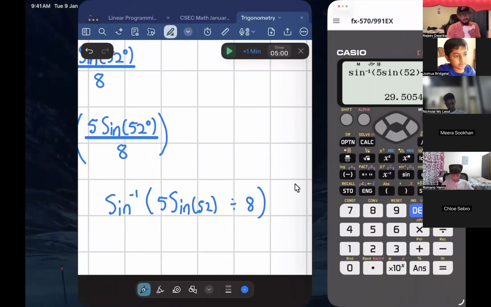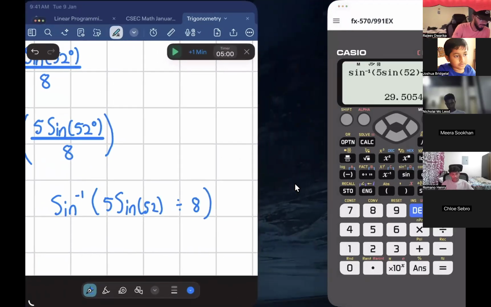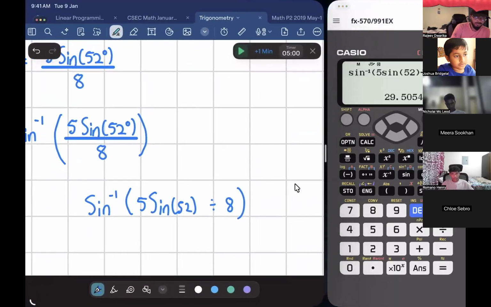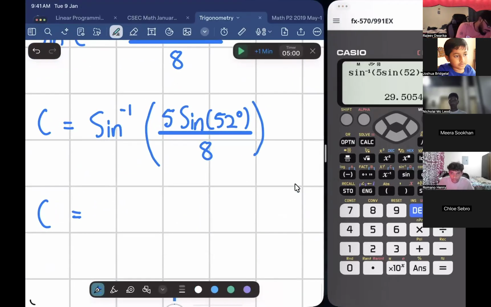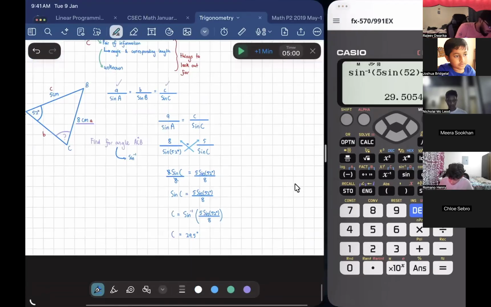Chloe, is that what you plugged into your calculator? Was it you that got the 29.5? Yes, sir. I get 29.5 too. Who got a different answer? Me. Maybe I don't have my calculator in degrees. So the answer will be 29.5 degrees, right? You guys can copy this down.